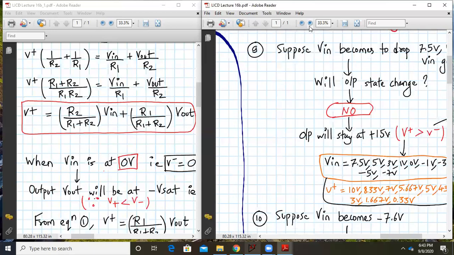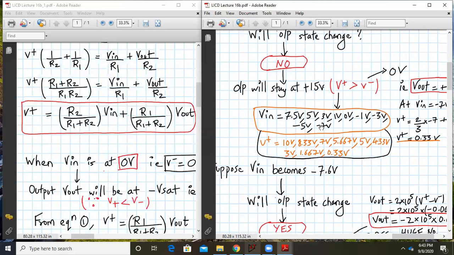Similarly, for all these values we have calculated for minus 7, V plus has to be greater than V minus for all the upper cases.